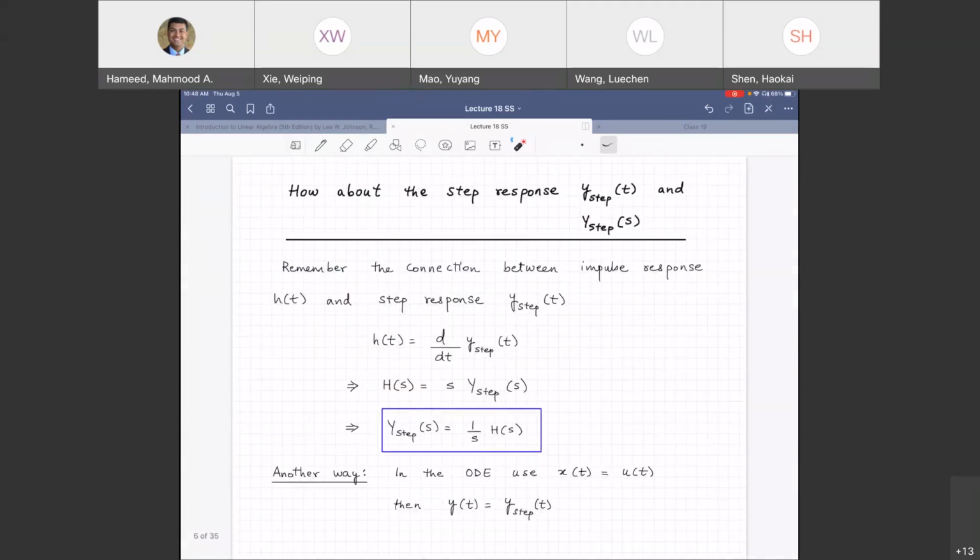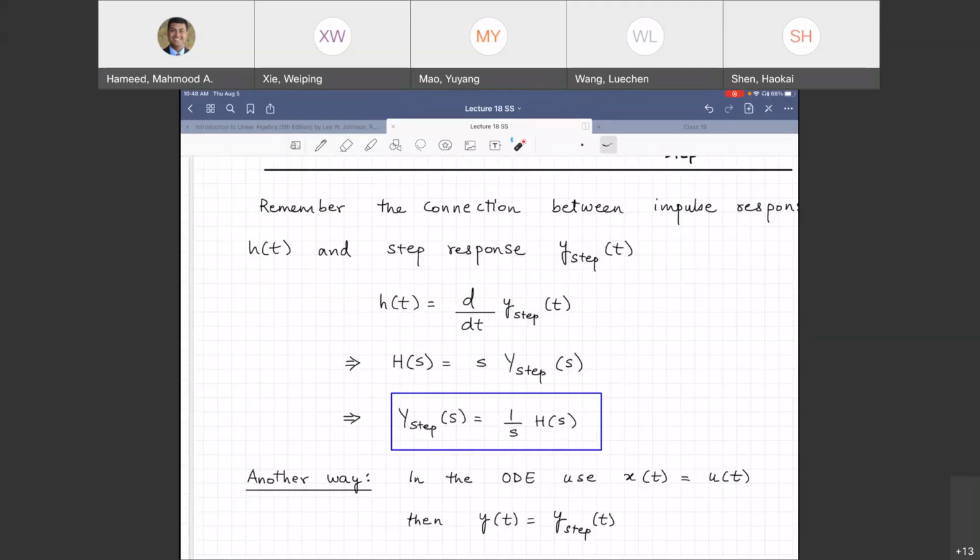Let's move on. How about the step response? So we have talked about dealing with a linear time invariant system, describing it using the impulse response, but very similarly, you can do that using even the step response. So let's talk about that. You guys remember the connection between impulse response and step response, right? The derivative of the step response is going to give you the impulse response. We just sort of reviewed that earlier.